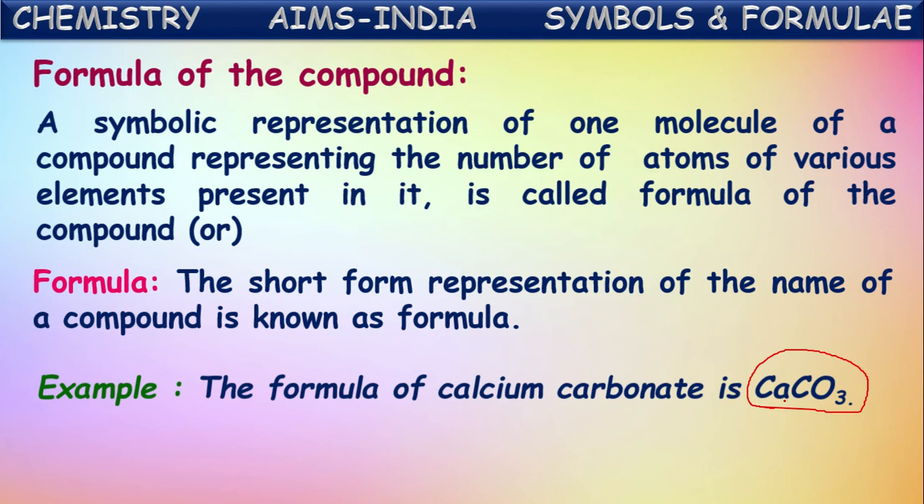See here, calcium, carbon and oxygen are combined together to form calcium carbonate. And we can understand here how many atoms of each element are present also, isn't it? Right, that is the chemical formula of the compound.